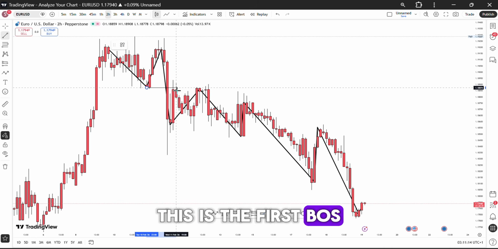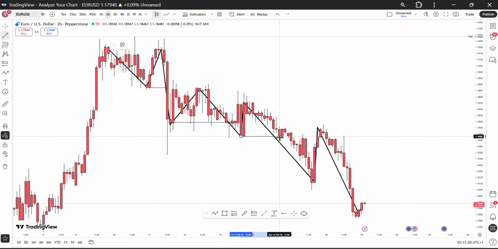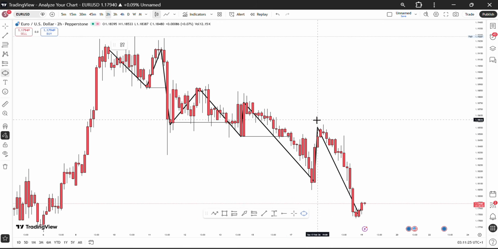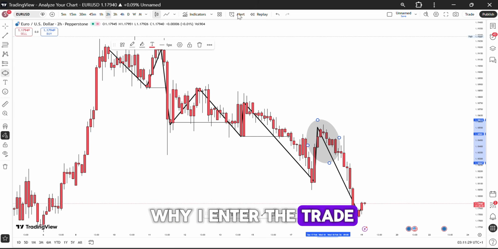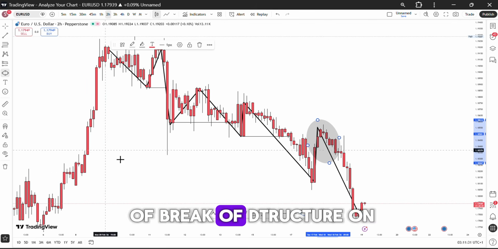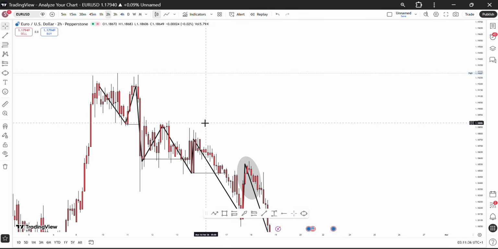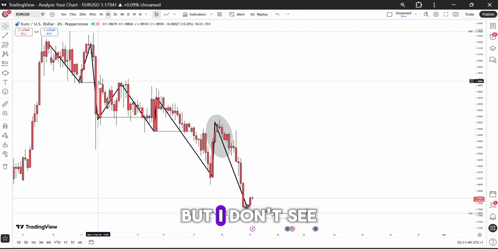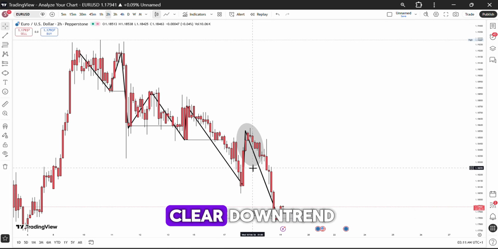So here we have a break of structure. This is where I entered the trade. Let me show you why I entered the trade. After seeing a lot of break of structure on EURUSD, around this place I wanted to take a buy, but I don't see any break of structure to the upside. So this is a clear downtrend.